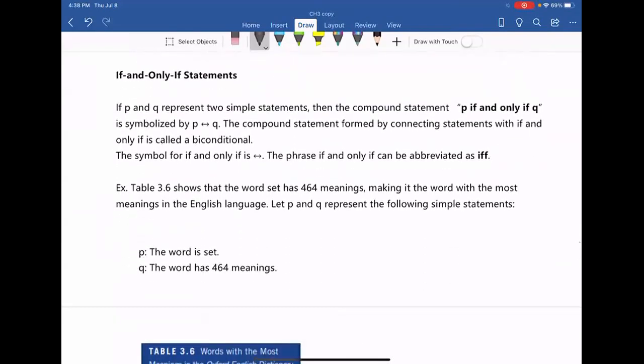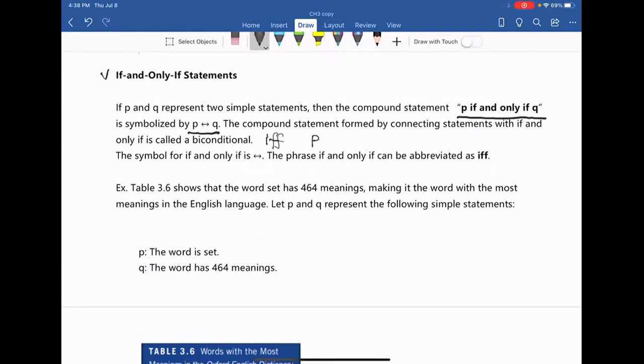Next one, we learn about if and only if statements. If P and Q represent two simple statements, then the compound statement P if and only if Q is symbolized by P if and only if Q. The compound statement formed by connecting statements with if and only if is called biconditional. We use IFF to express that.